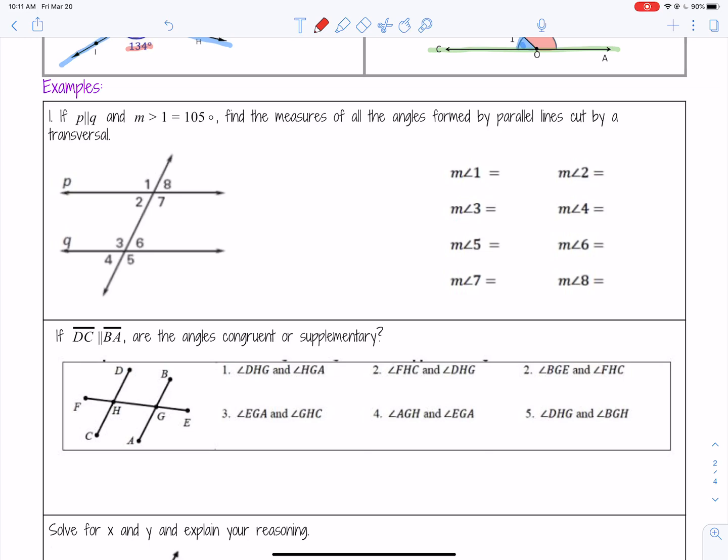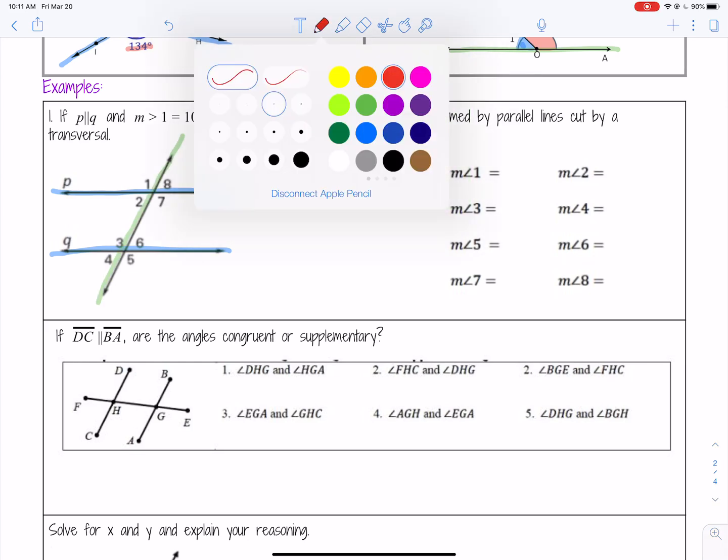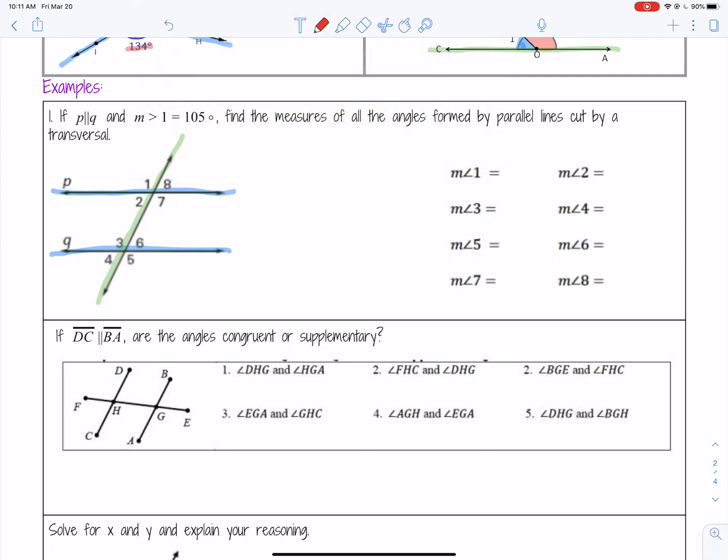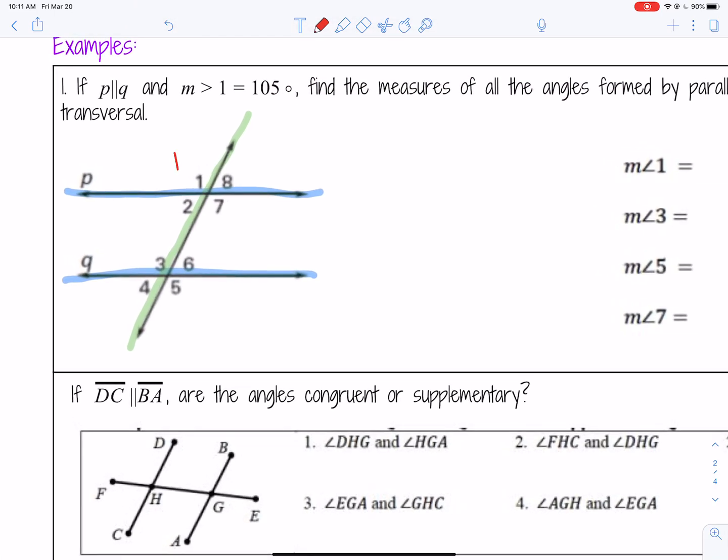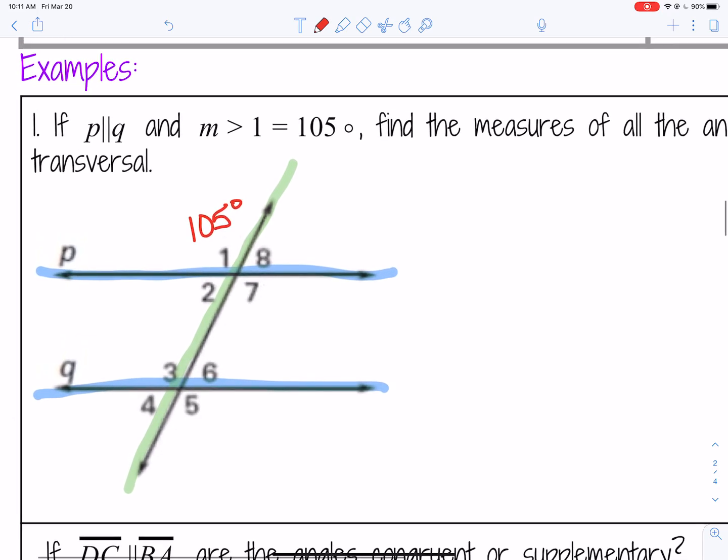So in example 1, it says if P is parallel to Q and the measure of angle 1 equals 105 degrees, find the measures of all the angles formed by parallel lines cut by a transversal. All right, so if we have line P is parallel to line Q, they're cut by this transversal, and then we know that the measure of angle 1 is 105 degrees. I'm just going to focus on the picture of this for a minute. So 105 degrees is angle 1.